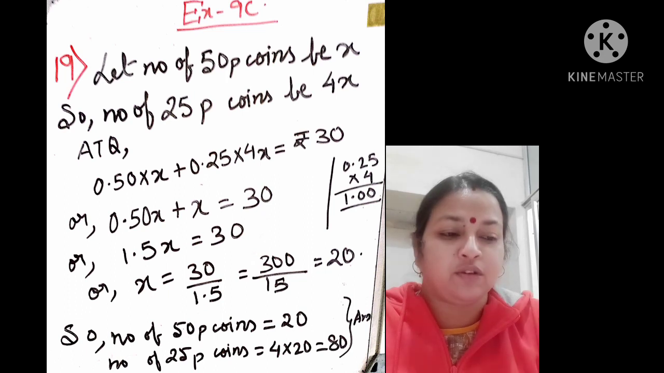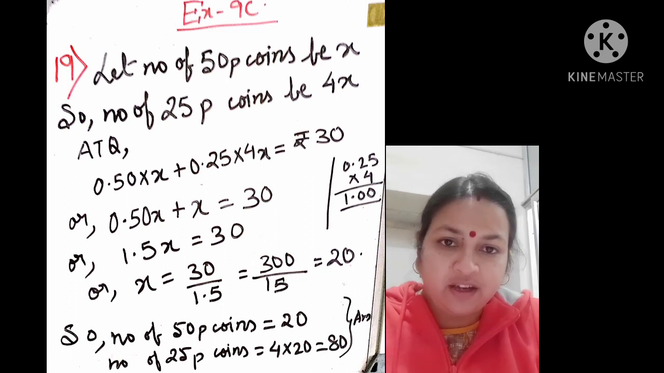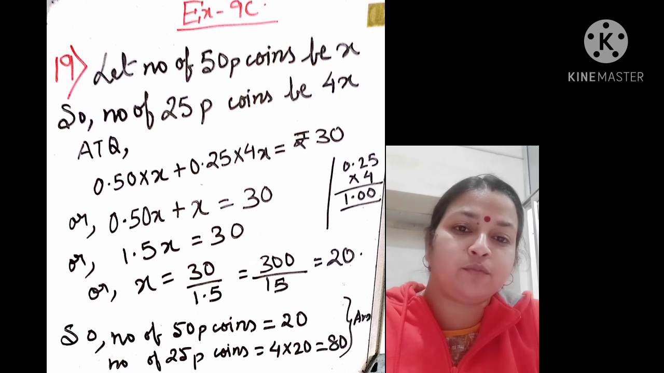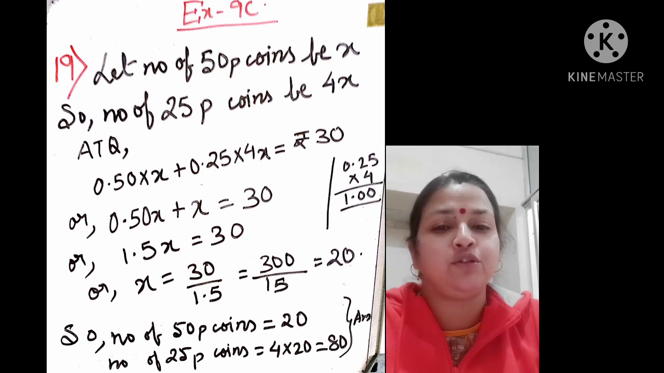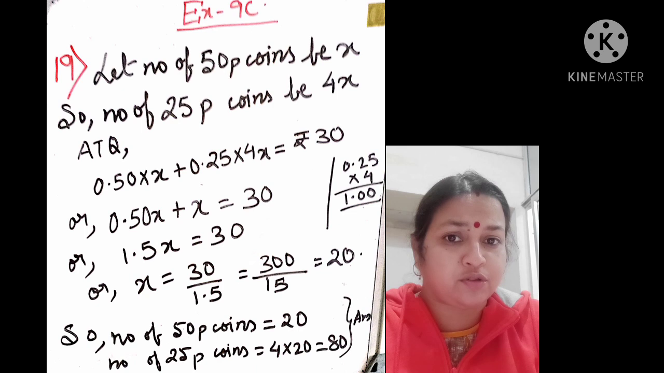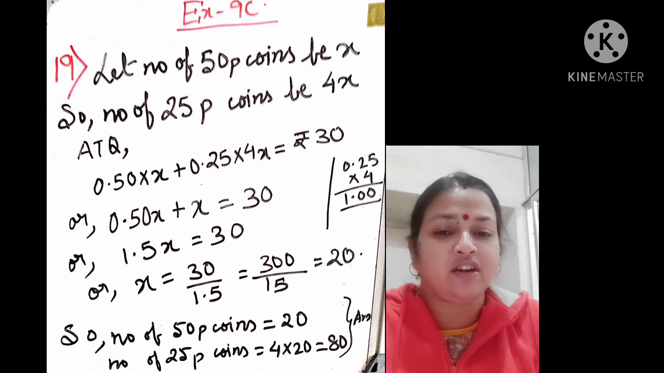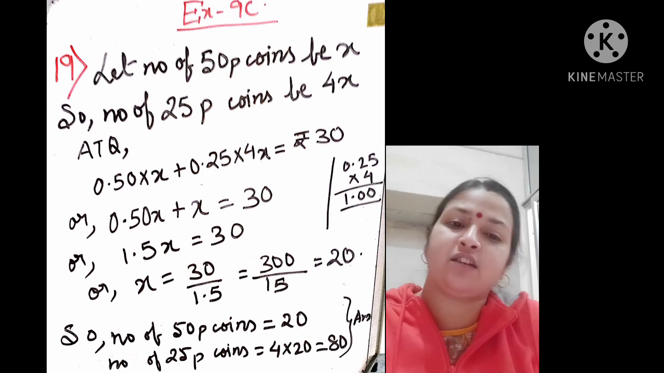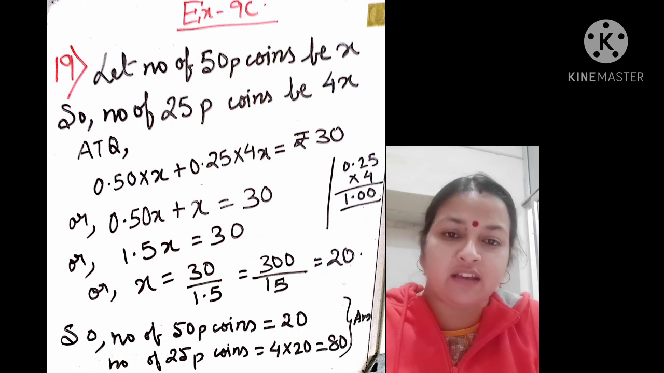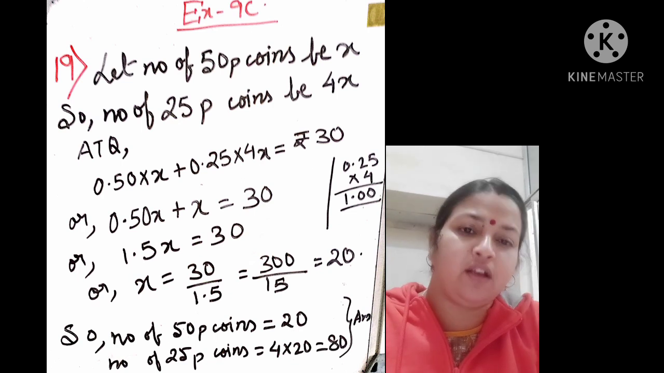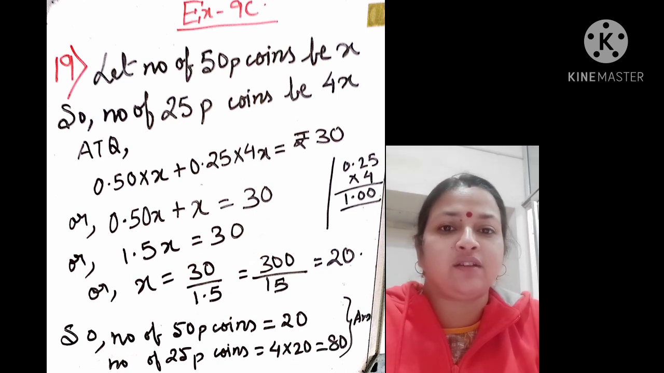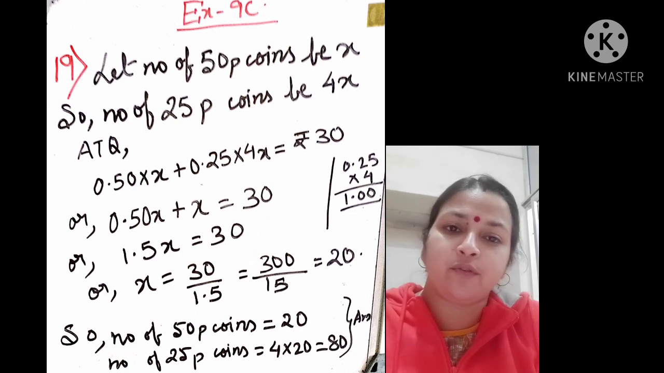Okay, so the next line will be 0.5x plus, now we have to multiply this 0.25 into 4, which is 1.00, and we don't write 1 in algebra. Okay, so 0.5x plus x is equal to 30, or 1.5x is equal to 30, or x will be 30 divided by 1.5. So when there is a decimal in the denominator, what will happen? 300 by 15, right?